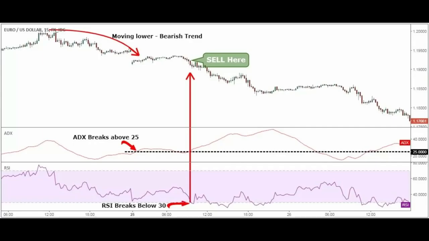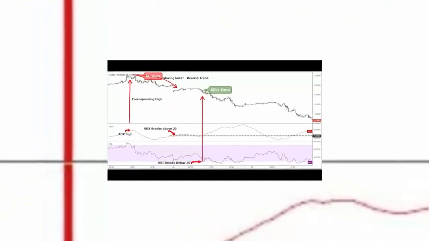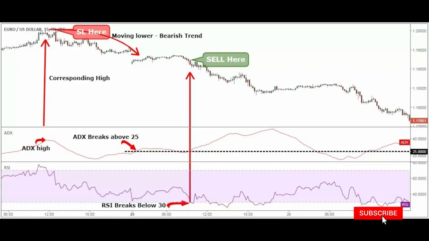The next important thing we need to establish is where to place your protective stop loss. Step number 4, protective stop loss should be placed at the last ADX high. In order to determine the stop loss location for the best ADX strategy, first identify the point where the ADX made the last high prior to our entry. Secondly, find the corresponding high on the price chart from the ADX high, and there you have it, your SL level.